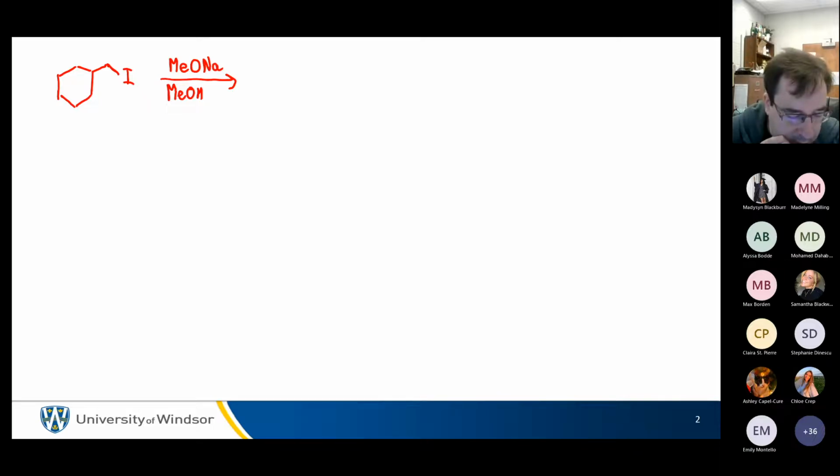Okay. So let's take a look at this. Let's say the question is, draw the product of the following substitution reaction. Define and show the mechanism of that. So what I'm asking you with that question is a couple of things. I'm asking you to draw the product, show the mechanism, but I'm also asking you what is the mechanism? Is this SN2 or SN1? I've told you it's substitution.